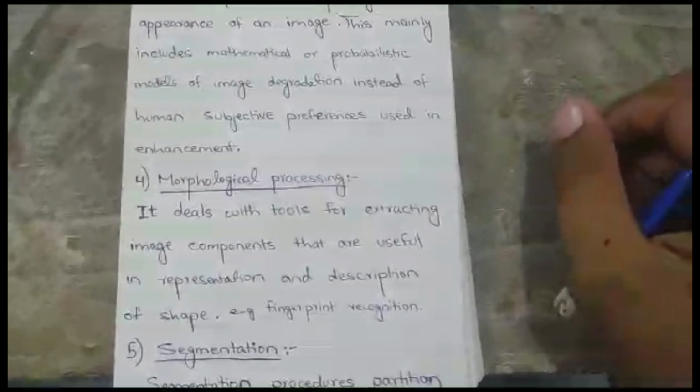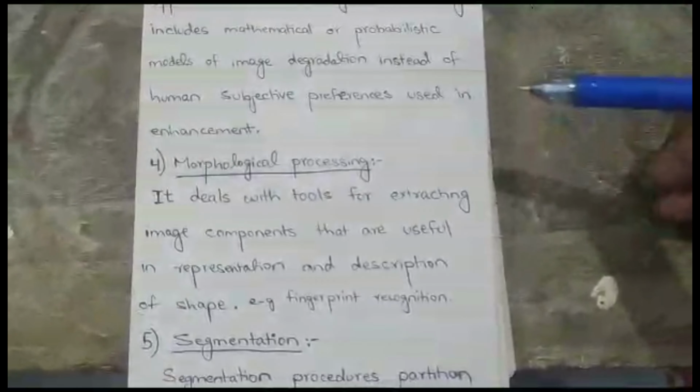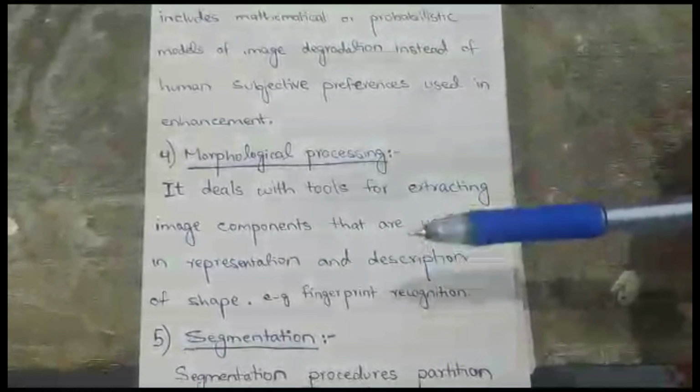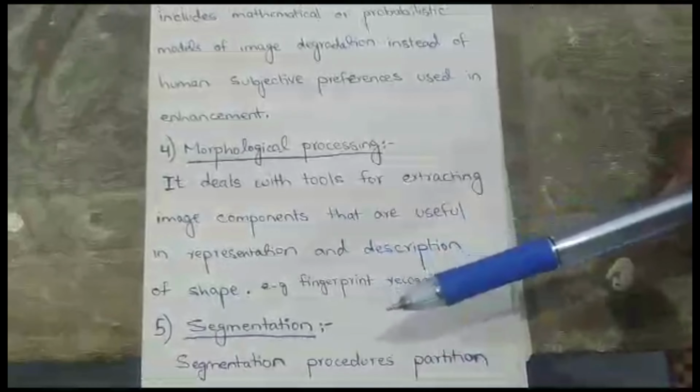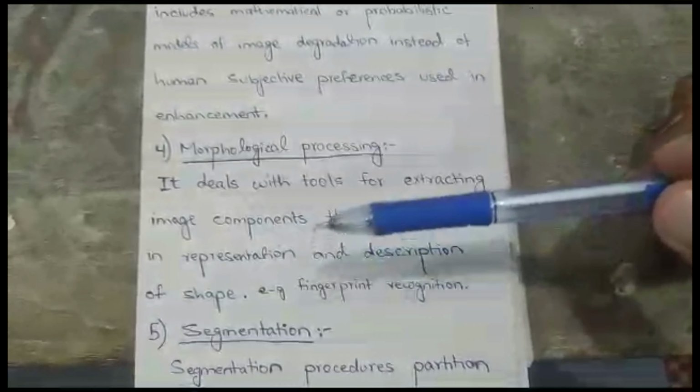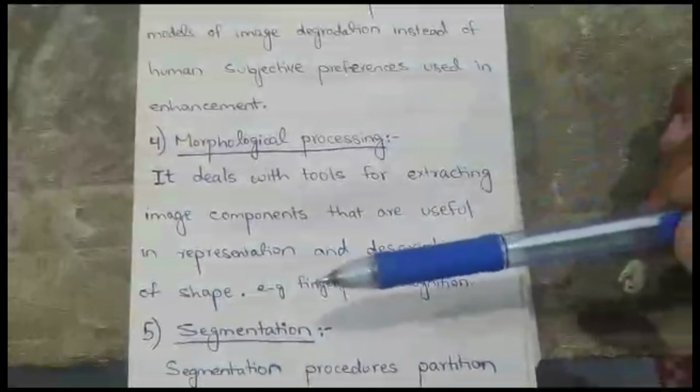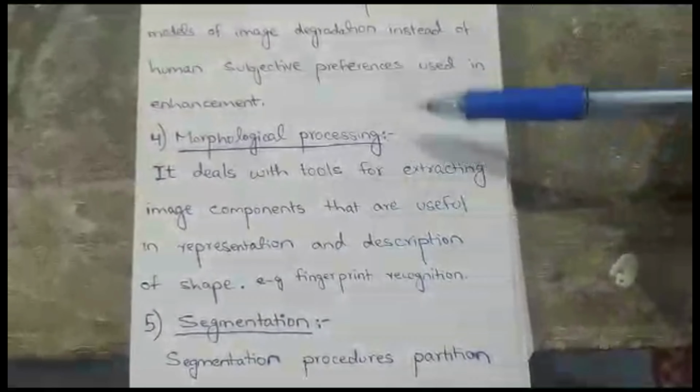Coming towards morphological processing. It deals with tools for extracting image components that are useful in representation and description of shape. For example, fingerprint recognition.